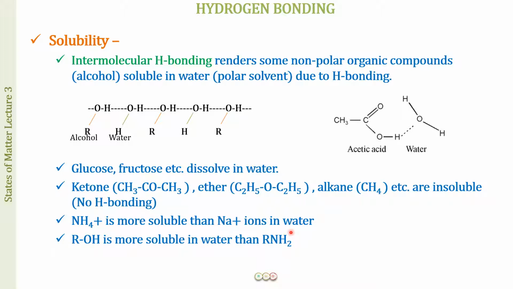Similar case, we can talk about the alcohol being more soluble in water than the amines. Why is it so? Because here what are you seeing? The hydrogen is covalently bonded to oxygen. Here hydrogen is covalently bonded to nitrogen. So this hydrogen can form stronger bonds than this hydrogen which is covalently bonded to nitrogen, right? Because oxygen is more electronegative than nitrogen. I hope again this is clear to you.